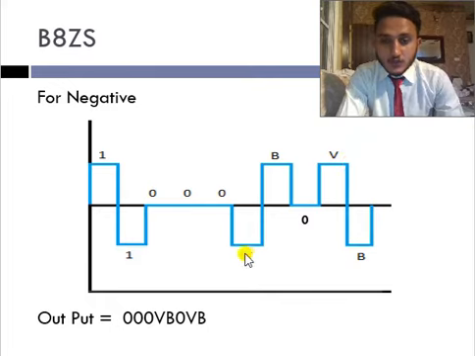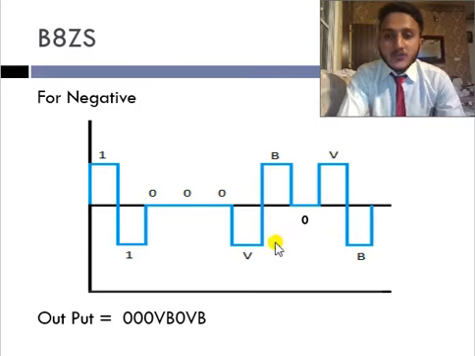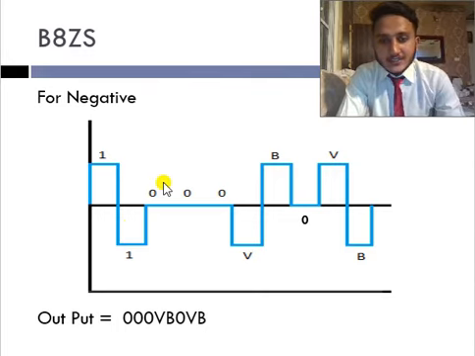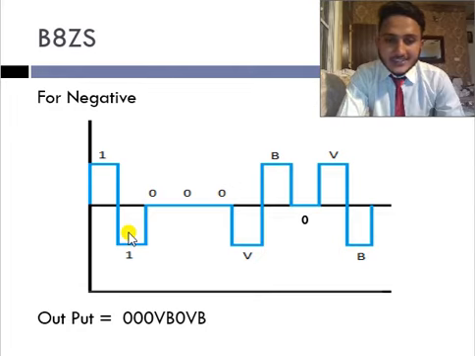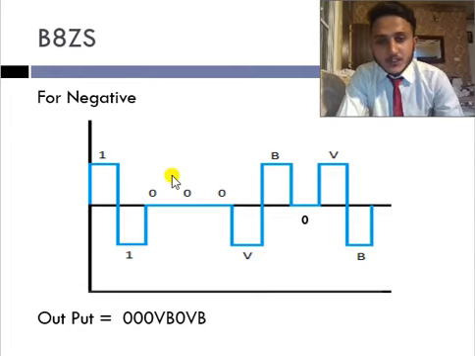And here you see V. V means violation of the AMI rule. The AMI rule says that if the last signal is negative, then take the inverse of that signal. Like if the last signal is negative, then the next signal must be positive.